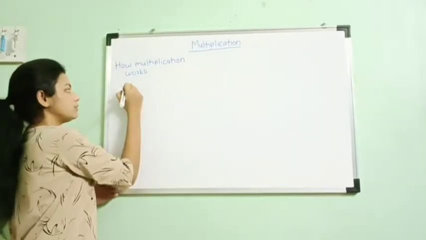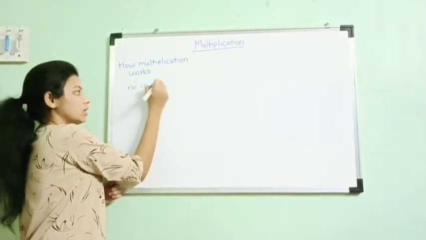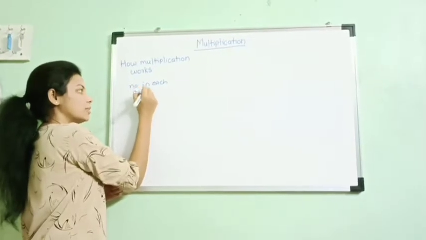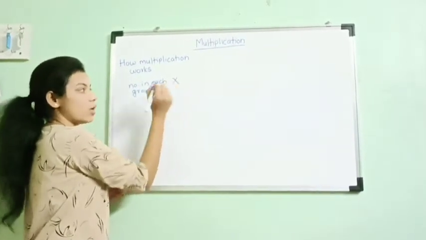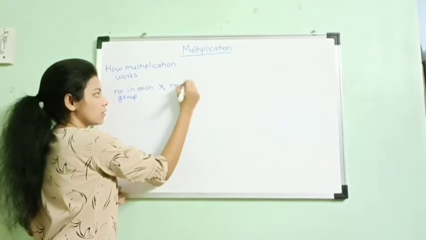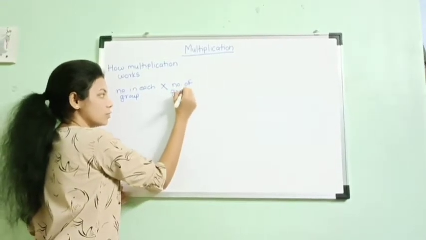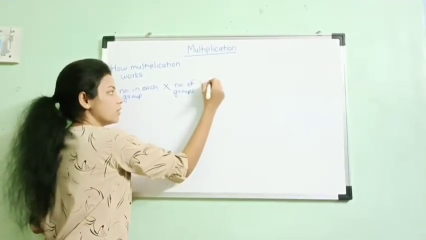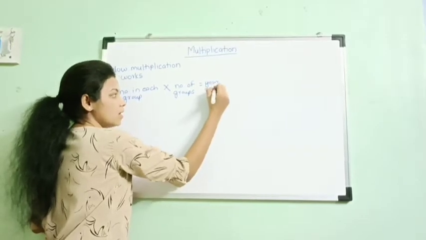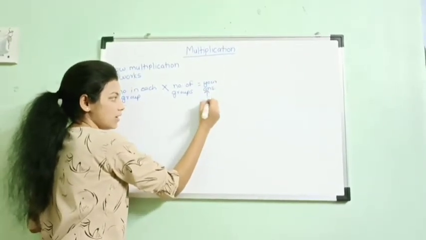What is the rule? Number in each group multiplied by, or times, number of groups, which is equal to your answer, and your answer is simply called the product.